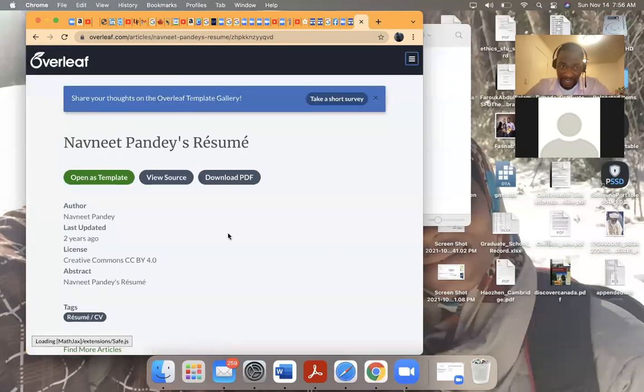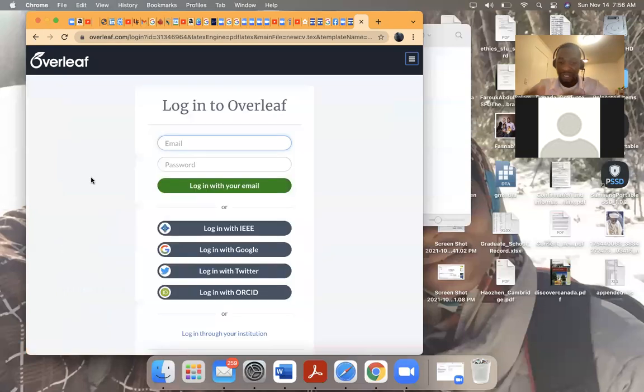So you open this template, you can try working around with it. This is basically Overleaf and how to leverage these tools to write a very good CV. So please have this in mind as you try to apply to these programs.